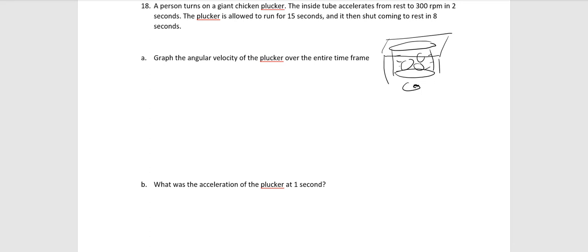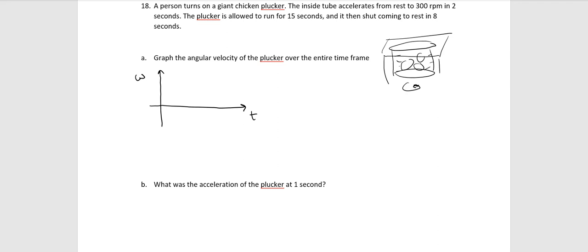So let's see. As we read this problem, a person turns on the chicken plucker, and the tube rotates from rest to 300 RPM in 2 seconds. I'm just guesstimating values here when I made this up, but the plucker is allowed to run for 15 seconds, and it's shut off, coming to rest in 8 seconds. So the first thing, sketch a graph of the angular velocity against time. So use a straight edge when you do this, but we're going to be graphing the angular velocity, remember that's the Greek letter omega, against time.